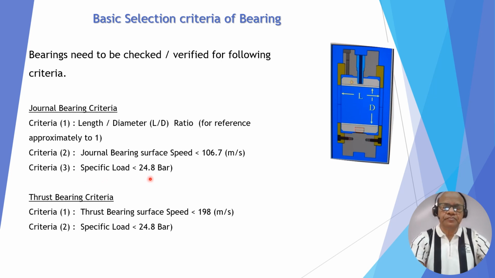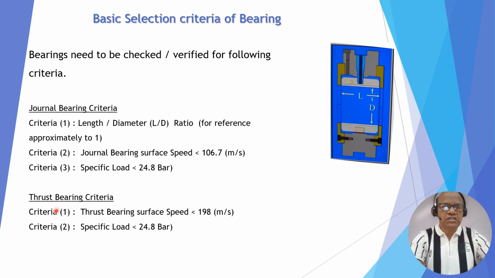The third criterion is specific load, which should be less than 24.8. What is specific load? There are various types of load acting on the bearing. One type of load is the shaft mass itself. Then the impeller attachment is another type of load, then the coupling attachment is another type of load, and sometimes the shaft is driven by a geared mesh, which generates more forces on the bearing. All these forces need to be calculated, and all the forces in the radial direction give the radial force on the bearing, divided by the projected area of the journal, that is L into D. So this is called specific load. Specific load is radial load divided by the projected area of the journal, L into D, and this should be less than 24.8.